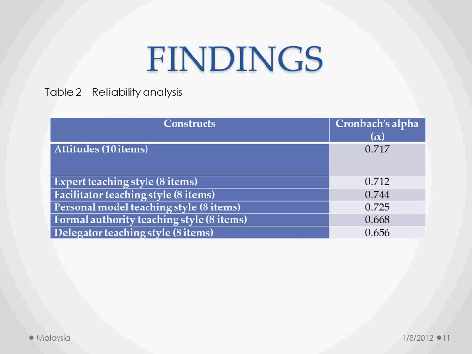We then analyze the reliability and internal consistency for the constructs. Reliability ranges from 0.656 to 0.744. According to Hair and colleagues, Cronbach alpha above 0.6 for an exploratory study is considered reliable. Thus, all constructs in the study are reliable.